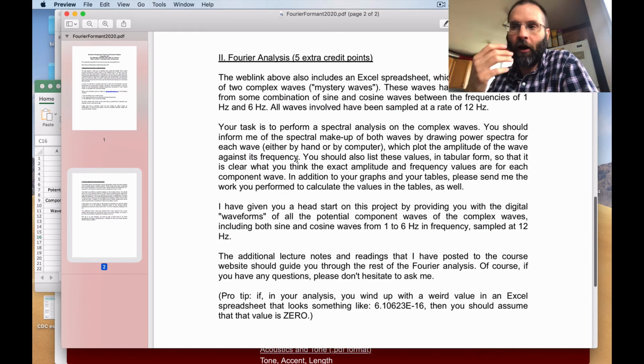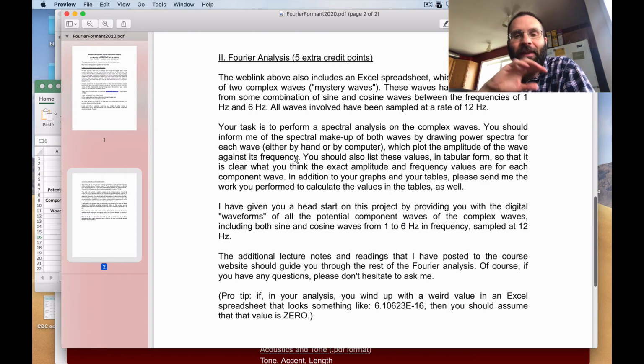Normally when we create power spectra in class, we see the intensity on the y-axis, but that's going above and beyond the call of duty for this exercise because there's no easy way to relate the amplitude of these waves to something like intensity. So please plot the amplitude, and what I mean by amplitude is the peak amplitude of those waves, against their frequency. Also, list those values in a table so that it's clear what you think the exact amplitude and frequency values are for each component wave.